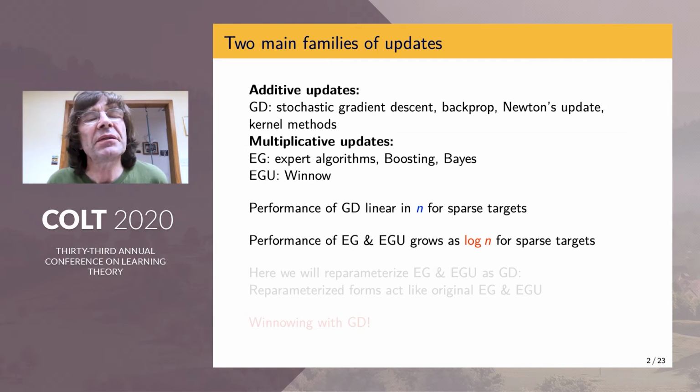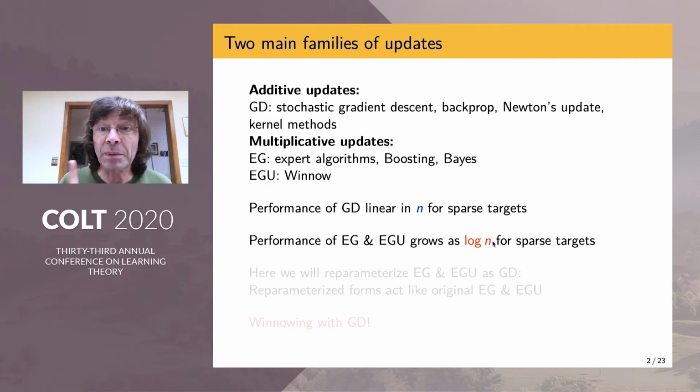Okay, there's two main families of updates: the gradient descent family, backprop, Newton's update, kernel methods, and the multiplicative updates, the exponentiated gradient update. Expert algorithms, boosting, Bayes belong to that. The unnormalized version, the main example is Winnow. Typically for gradient descent, the regret bounds and the convergence are linear in n, the dimension of the instances. And for the multiplicative updates, it's log n for sparse targets, yeah?